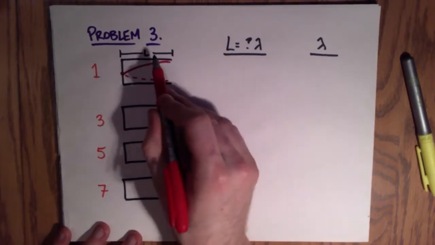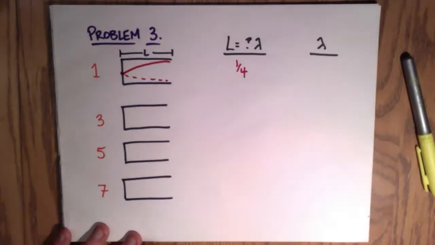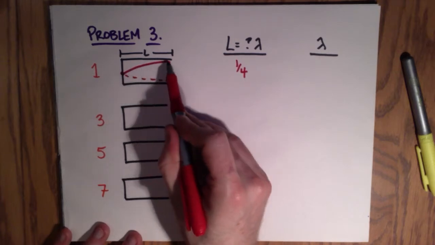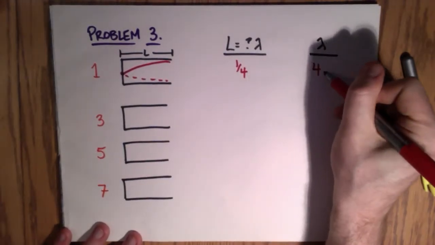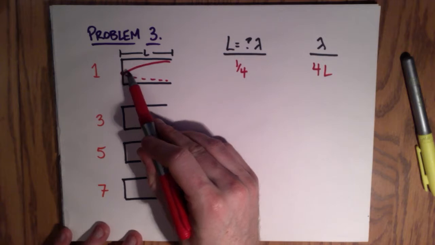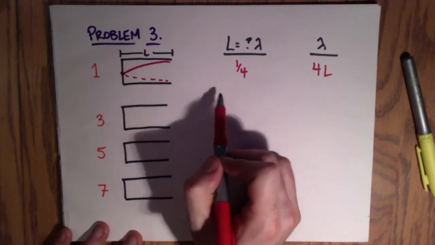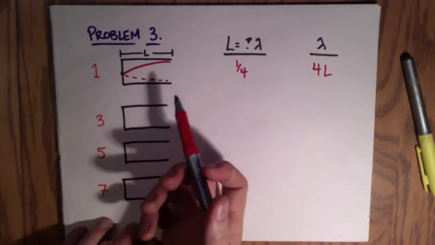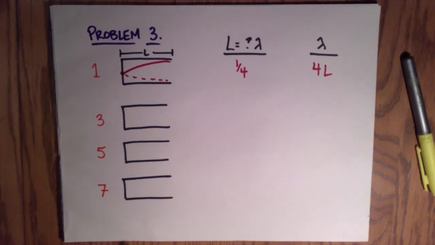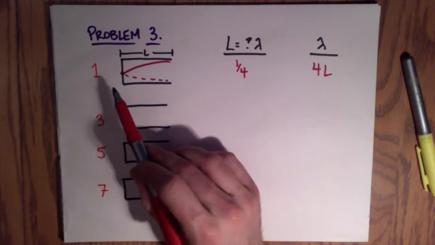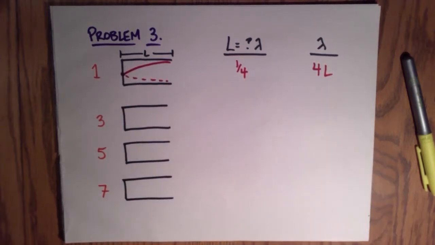Well, this is L. L fits in 1/4 of a wave, and if 1/4 of a wave is L, then the total wave must be 4L. Okay, 1/4 of it is L, so the total must be 4L. That's like saying 1/4 of a door is 2 feet, so the total door must be 8 feet. You're given 1/4 is L, so the whole wave must be 4L.